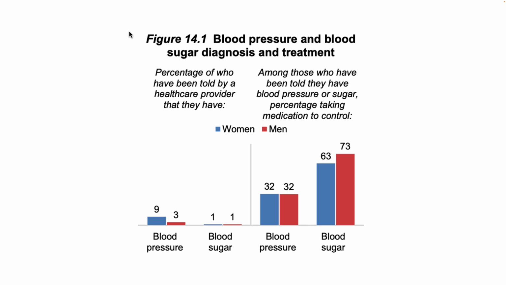This slide shows that 9% of women and 3% of men have been told by a healthcare provider that they had high blood pressure. And of those, 32% were taking medication to control it. There are similar estimates for high blood sugar.